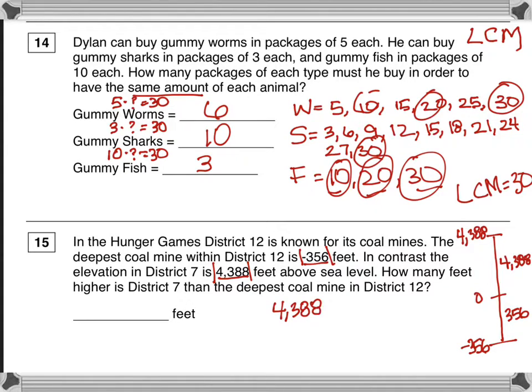So I've got 4,388 and 356. 6 plus 8 is 14. 8 plus 5 is 13, plus 1 is 14. 3 and 3 is 6, plus 1 is 7. Bring down the 4. So we have 4,744. Look, they gave me a label, feet.